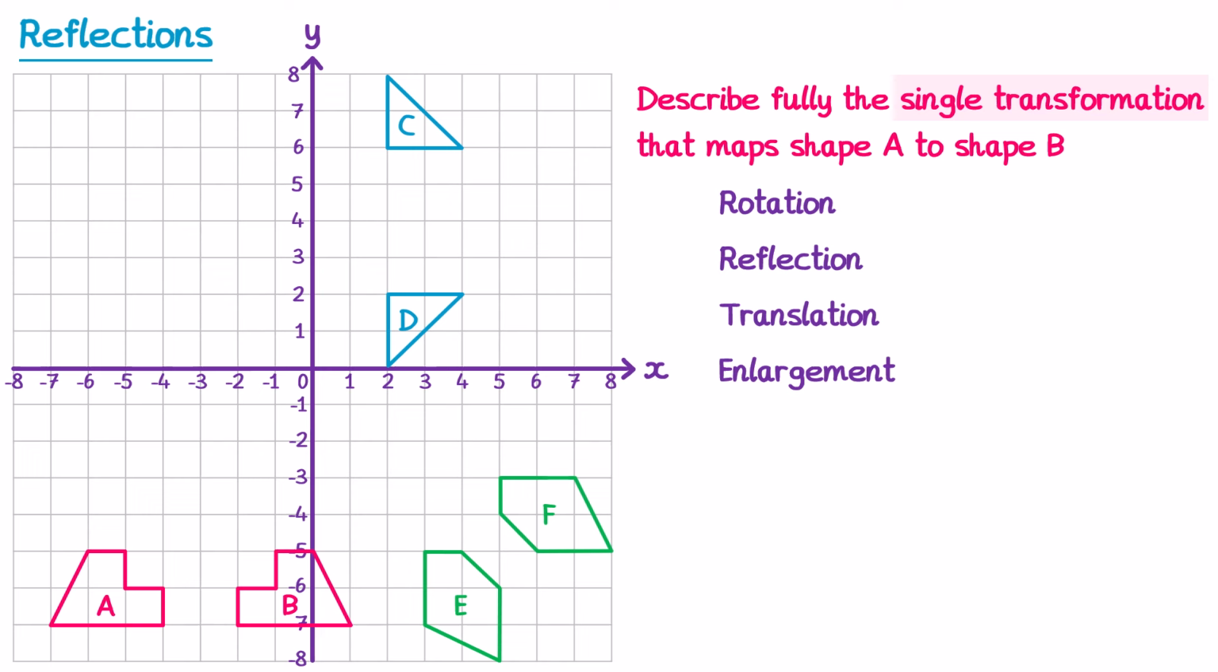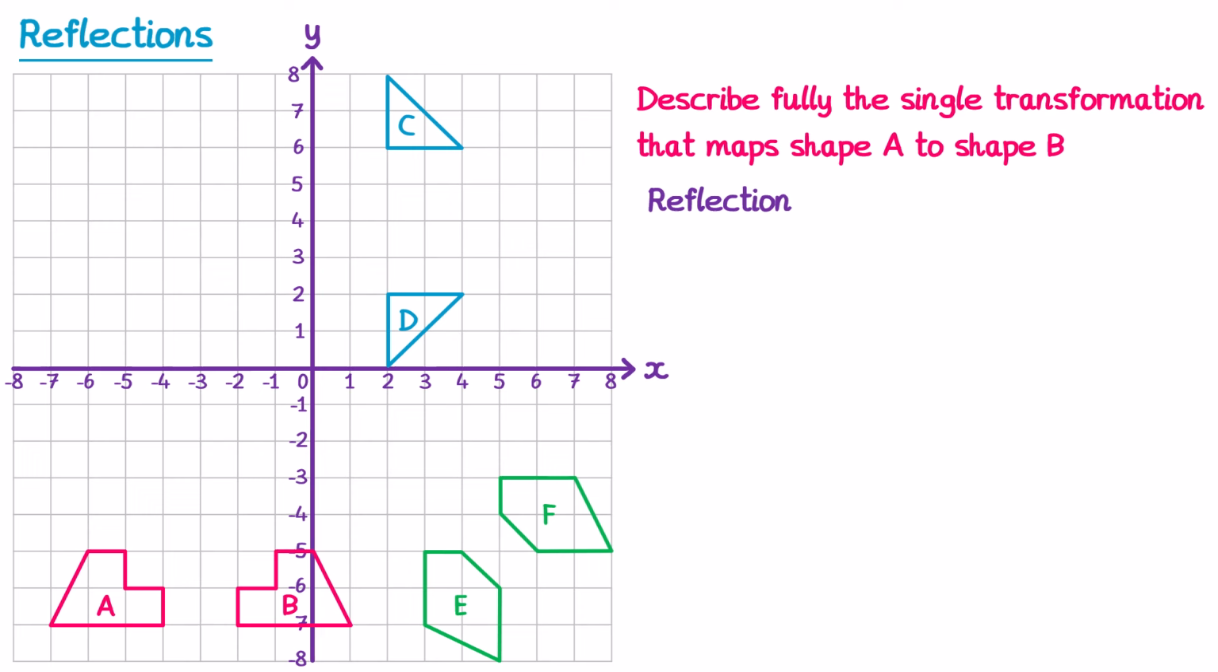Now for this video, it's always going to be reflection because that's the point of the video. But you do need to be aware that in an exam, it could be any one of these four. So we're going to write down it's a reflection. And you actually get a mark for writing that it's a reflection, so you want to write that word down. Then we need to give the line that it was reflected in.